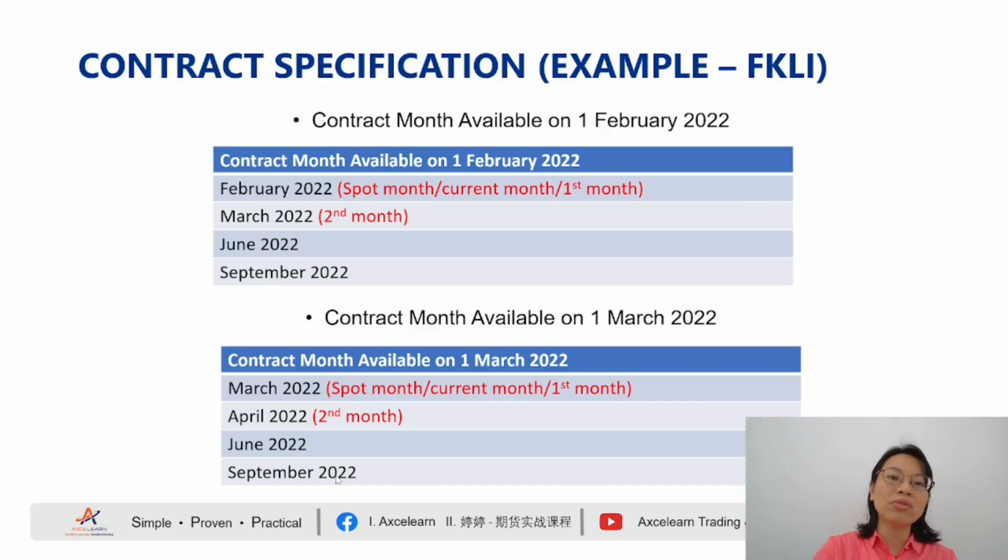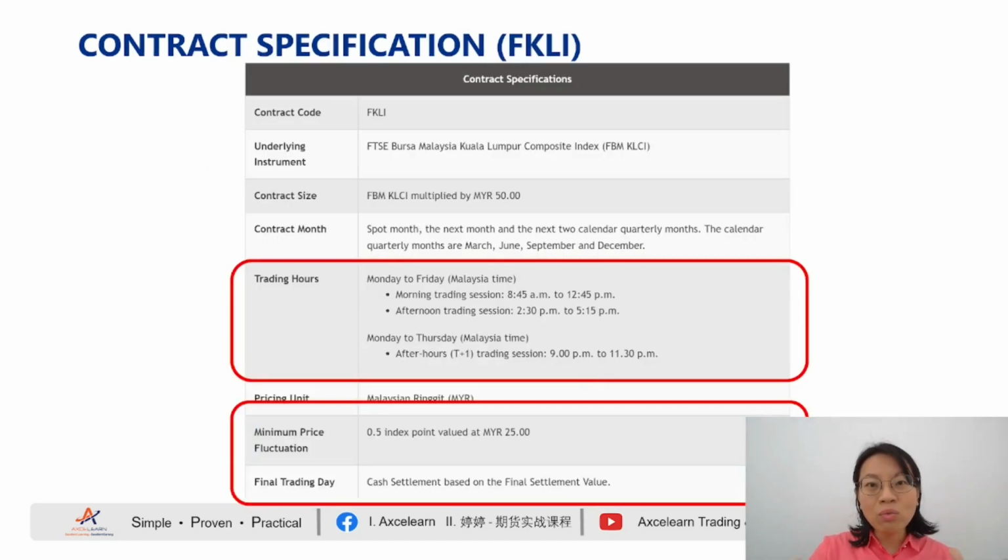So always, as a retail trader, you trade the highest volume month, which is the spot month. The remaining ones are not so important. The last two more important ones are your trading hours.